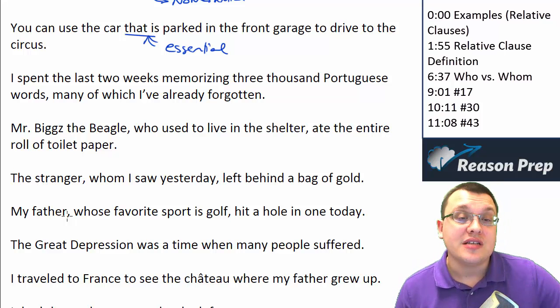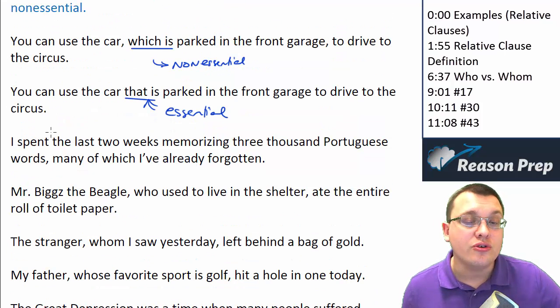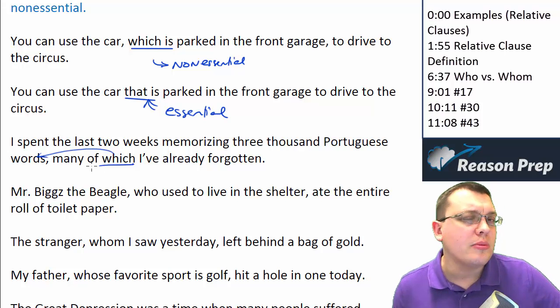Let's look at some other examples. I spent the last 2 weeks memorizing 3,000 Portuguese words, many of which I've already forgotten. This uses which, again, to refer to these words. Notice a little bit of a different structure here.